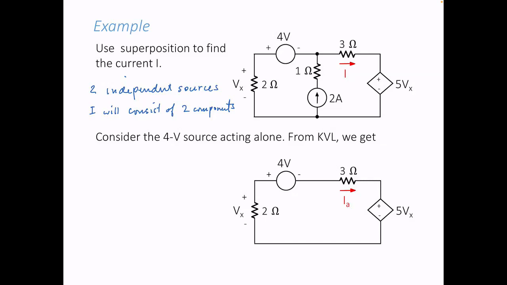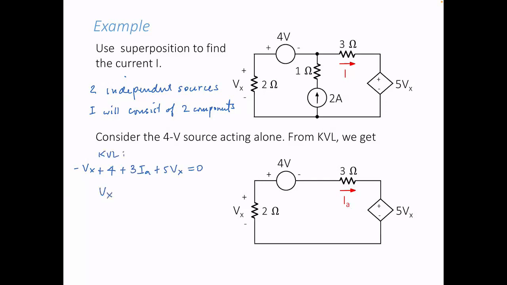I do a KVL here. What is my KVL there? I have Vx minus 2 plus, so that's negative, plus 4, plus 3IA, plus 5Vx is equal to 0. So this is my KVL.